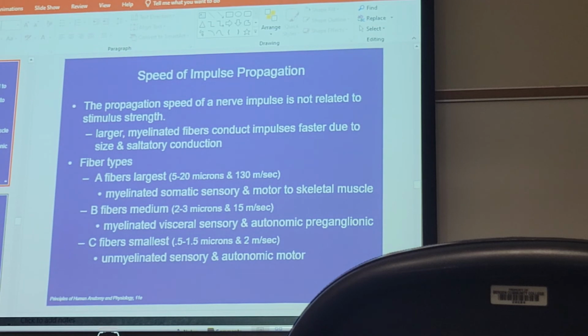A fibers are the largest, B fibers are medium-sized, and C fibers are short. We will hear it again: A, B, and C. A, we actually have on somatic, they're myelinated. B, we see on myelinated visceral and autonomic preganglionic cells. C are the smallest, they're unmyelinated. You just listen to it, you heard it, we'll hear it again. I just want you to understand, when you're hearing it again, what they are, that's all.